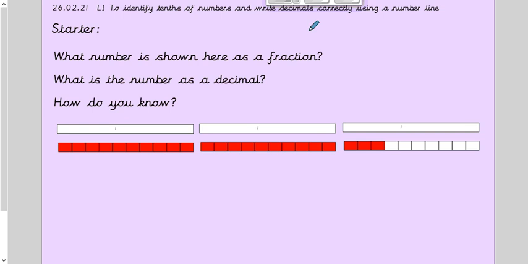Before we go into today's learning, can you have a look at the starter? It says what number is shown here as a fraction and what is the number as a decimal, and how do you know that? So pause the video and have a go at working out that starter for me.